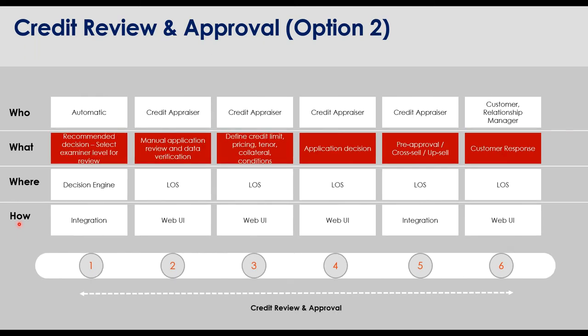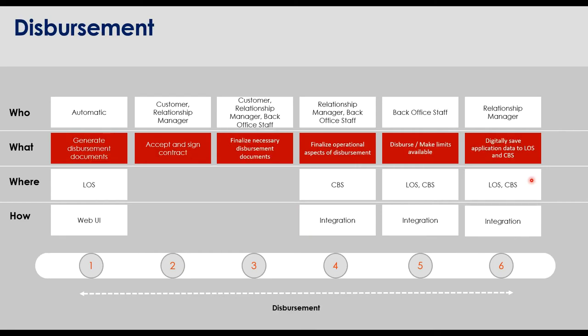And then once we decide all this, we finally go to the decision engine to give the decision. And if there is a manual review required by a credit appraiser, and there is a manual change of everything that the system decided, we need to take care of that, where eventually the response goes back to the customer relationship manager or the SME itself. And then you go on generating the disbursal documents, accept and sign contract, finalize the necessary disbursements, and then digitally save the application back to the LOS or your core banking system.